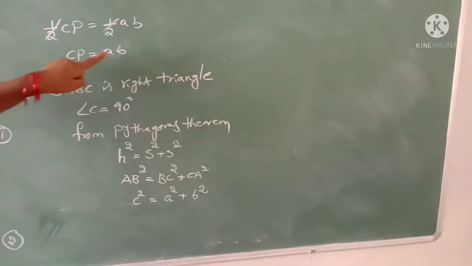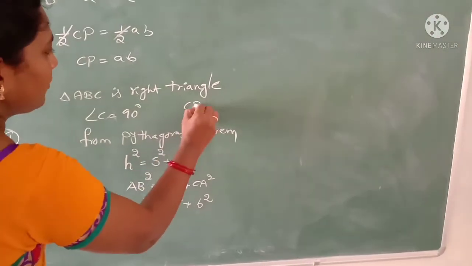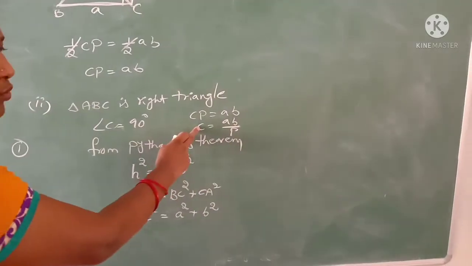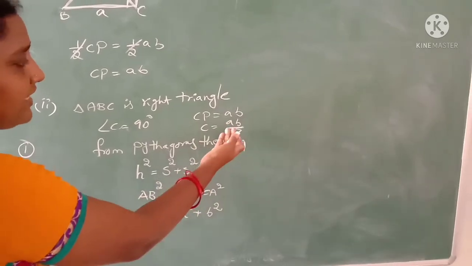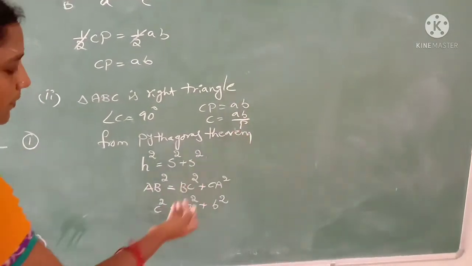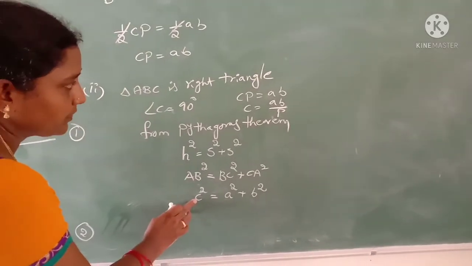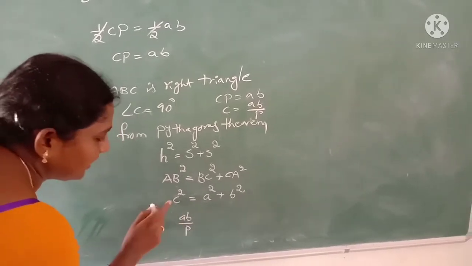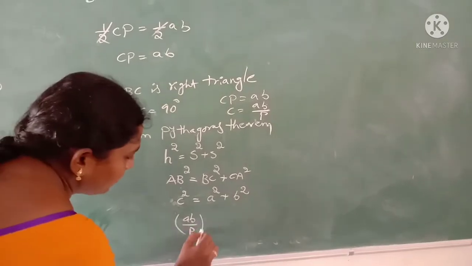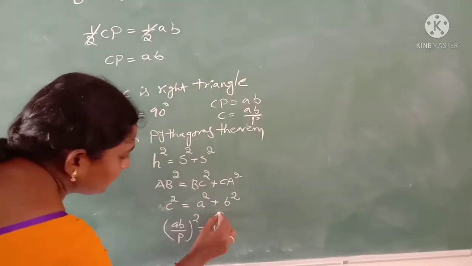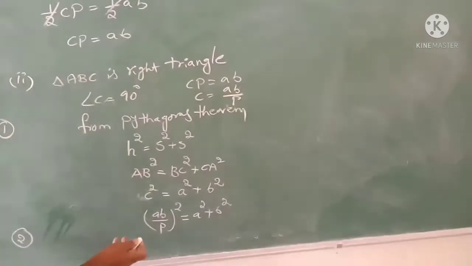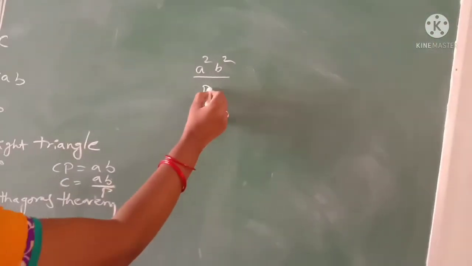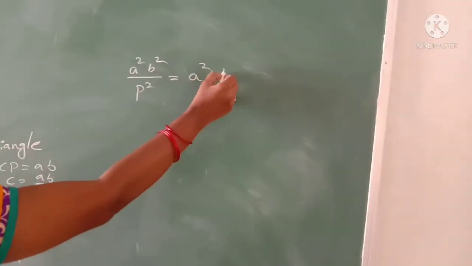We know cp equal to ab, so c equal to ab by p. So write c equal to ab by p in the equation. C value, substitute ab by p in c place. Whole square equal to a square plus b square. Next, a square b square by p square equal to a square plus b square.